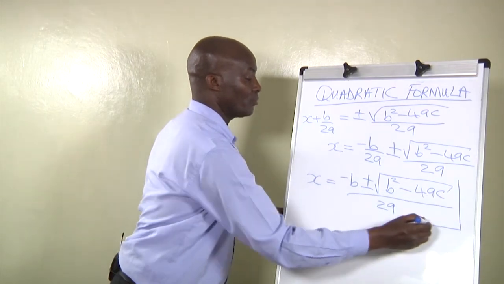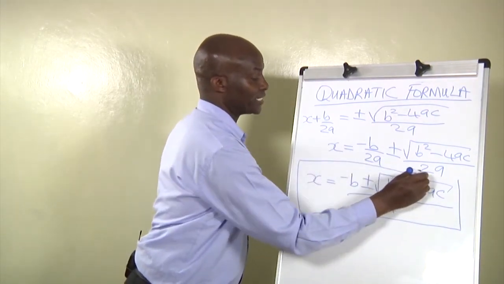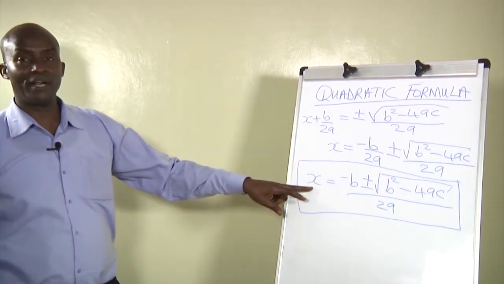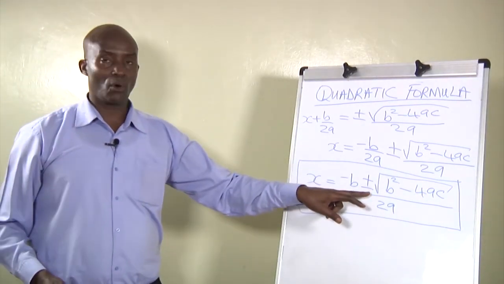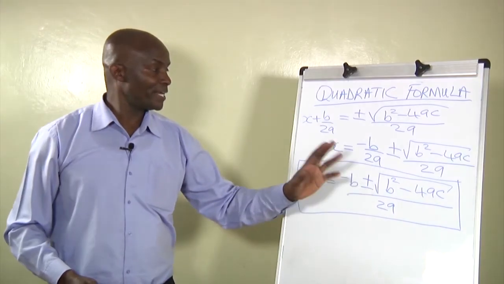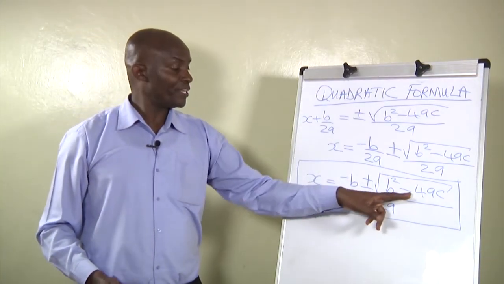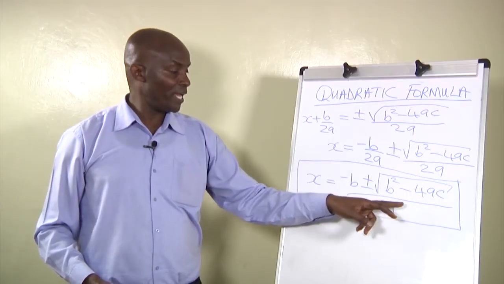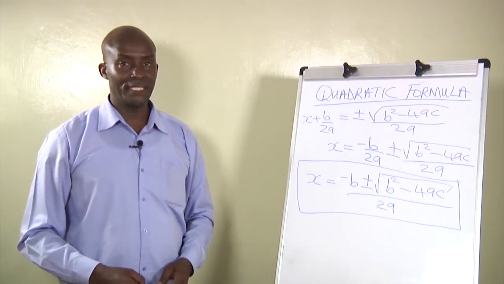And this is what we call the quadratic formula. So the quadratic formula gives you the value of x in terms of the constants. Remember, in any quadratic equation, all these constants will be given. You'll be given the value of a, the value of b, and the value of c.